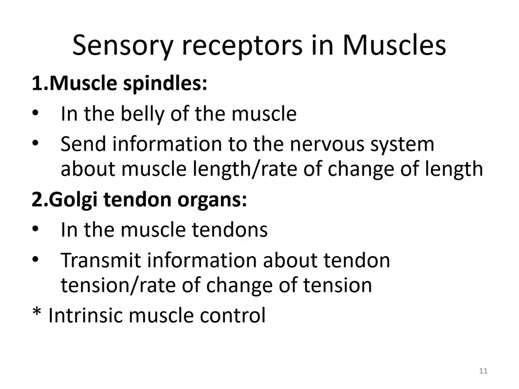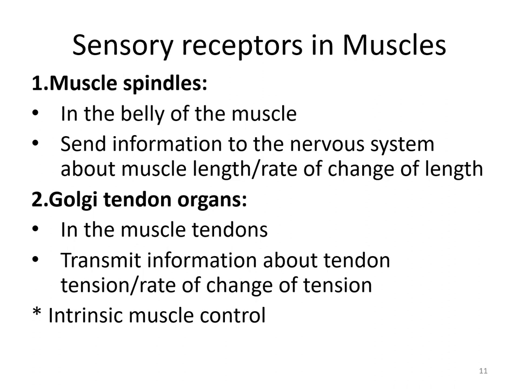The sensory receptors present in muscle are of two types: muscle spindles and Golgi tendon organs. Muscle spindles are present in the belly of the muscle. They send information to the nervous system about the muscle length, or change in the length of the muscle, or the rate of change of length of the muscle. While the Golgi tendon organs are present in the muscle tendons, as the name suggests. They transmit information about the tendon tension or the rate of change of tension.